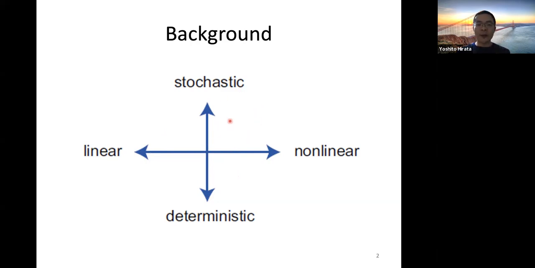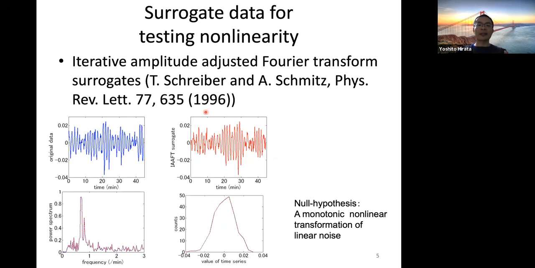But to identify a nonlinear stochastic system, what we do is prepare two independent hypothesis tests. One is for the linear nonlinear axis. The other is for the deterministic stochastic axis. I would like to start with the linear nonlinear axis first. The surrogate data method developed in the last 3 decades has as its main player the iterative amplitude adjusted Fourier transform surrogate, which preserves the power spectrum almost perfectly, and the spatial distribution of the points perfectly. Therefore, the underlying null hypothesis is that the time series is generated from a monotonic nonlinear transformation of linear noise.